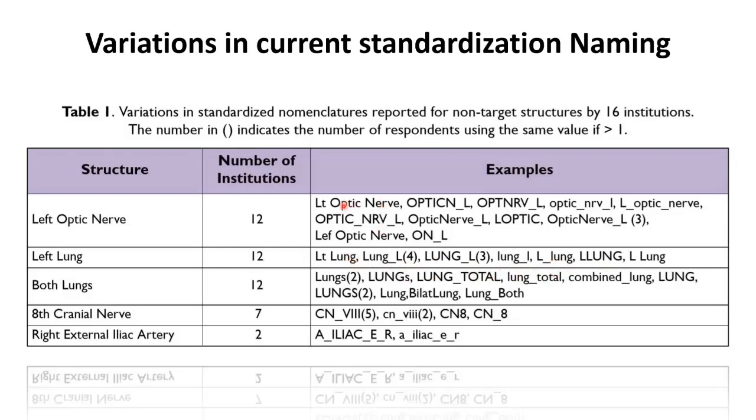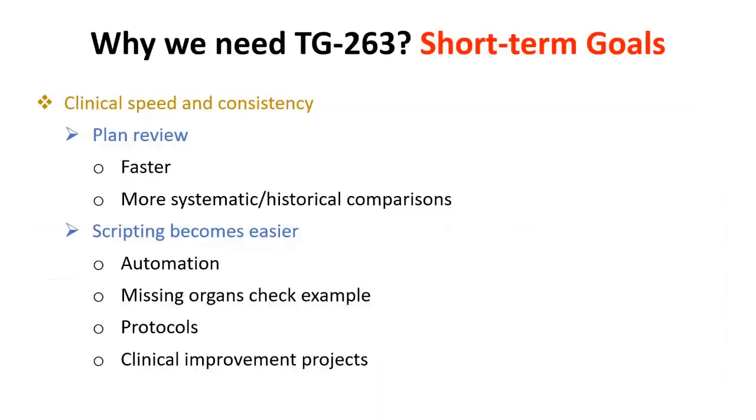If you go to the optic nerve, you will see a huge variation. You go to both lungs and so on and so on. So why do we need the TG263? There are two goals, a long-term goal and a short-term goal.